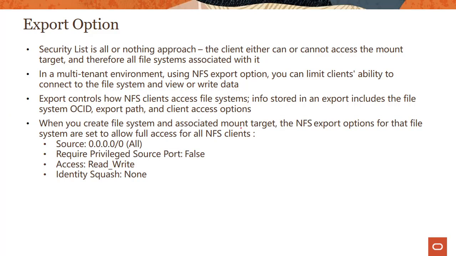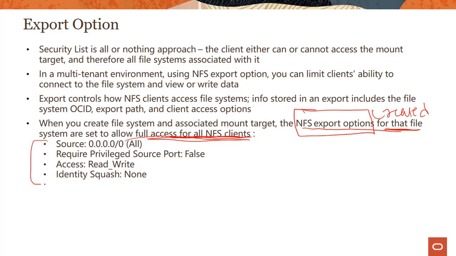When you create a file system and associated mount target, the NFS export option gets created. So you don't have to create this. It is automatically created when you create your mount target. You create your file system and associate that to the mount target. The entry there is set to allow full access for all NFS clients, so all the clients can fully access all the file systems, right? And basically this is the rule which goes there. Source is all IP addresses, privileged source port is false, read write access is there, so you can read and write, and identity squash is none, right?